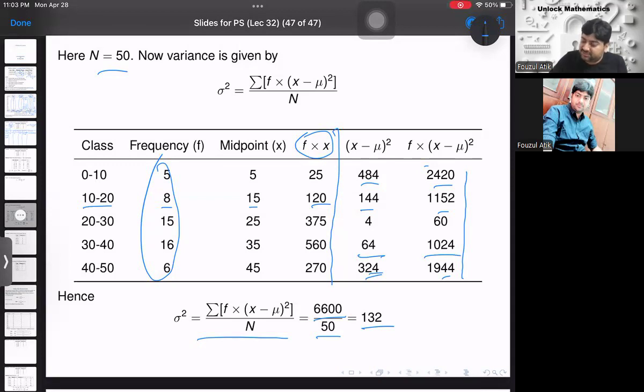Suppose somewhere you made a mistake finding the midpoint. Again, it will affect here, then it will affect the mu calculation, then it will affect every place. So do each of these things very carefully and get the correct answer. I hope it is clear.